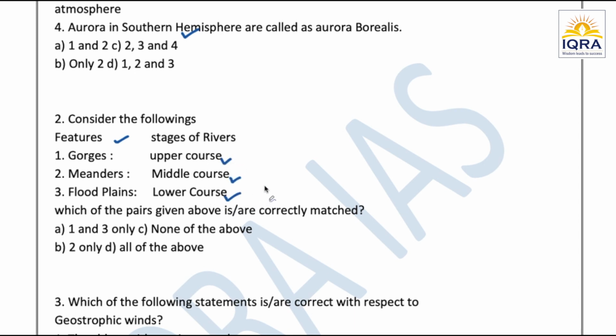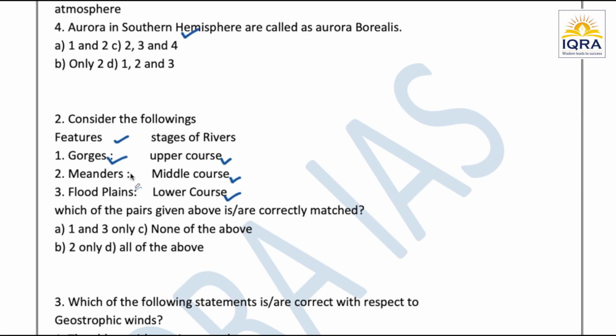Okay? Talking about the upper course, in this upper course the erosion dominates. I'll tell you how. It basically starts from the source of a river in hilly areas where the river flows down the steep slope, and as a result the river's velocity at this time is maximum. So as the river flows down with that high velocity, vertical erosion takes place, resulting in the formation of V-shaped valleys and the formation of gorges, right? Hence our option A, the statement 1 becomes correct.